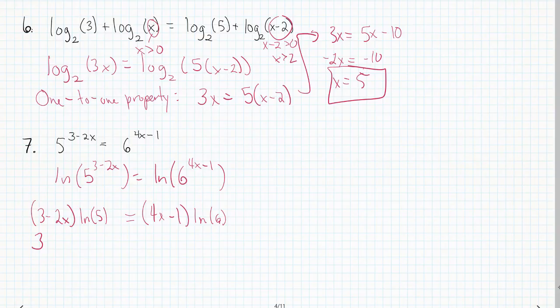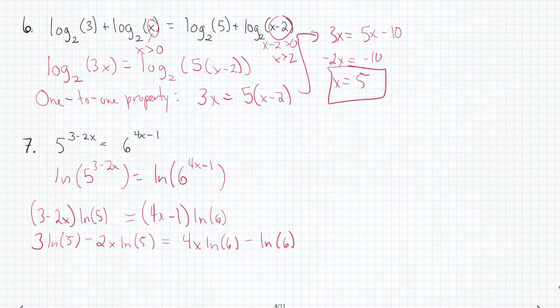So first what we'll do though is we can multiply this natural log of 5 and the natural log of 6 on out. So 3 natural log of 5 minus 2x natural log of 5 equals 4x natural log of 6 minus natural log of 6. So we want to get our x terms on one side and our constants on the other. So let's move this natural log of 6 over to the other side, and then we'll move this 2x natural log of 5 over to the right hand side.